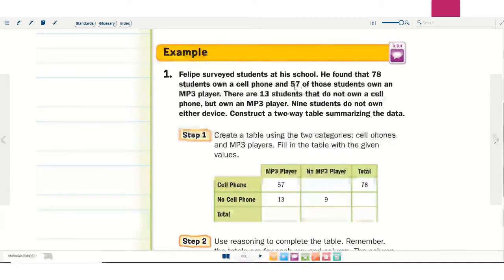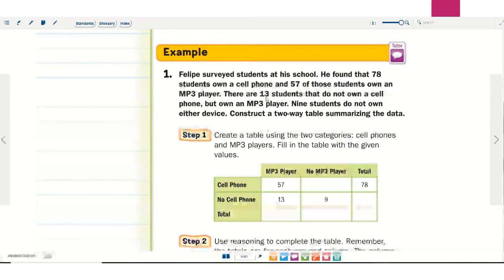We know that 57 of those students, now this is important to think about, 57 of those students, so 57 of the 78 own an MP3 player. So what that means is we have 57 students who own a cell phone and an MP3 player. So the number 57 has been written in there.